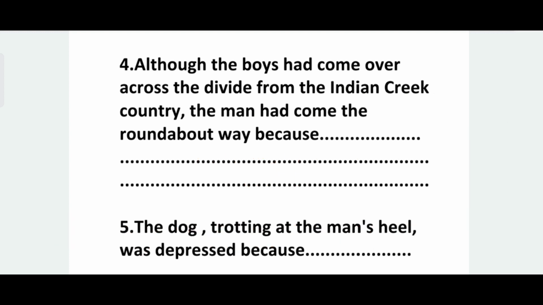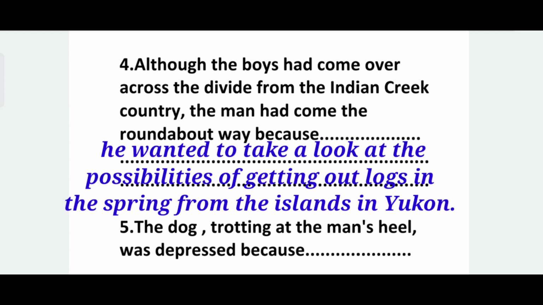Question 4. Although the boys had come over across the divide from the Indian Creek country, the man had come the roundabout way because... What was his reason? Because he wanted to take a look at the possibilities of getting out logs in the spring from the islands in the Yukon. This was his reason for taking the roundabout way.